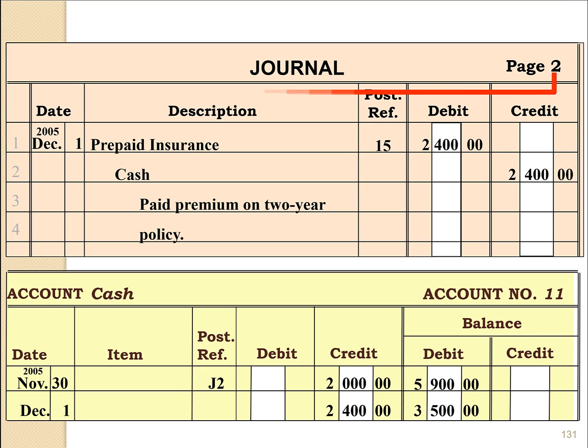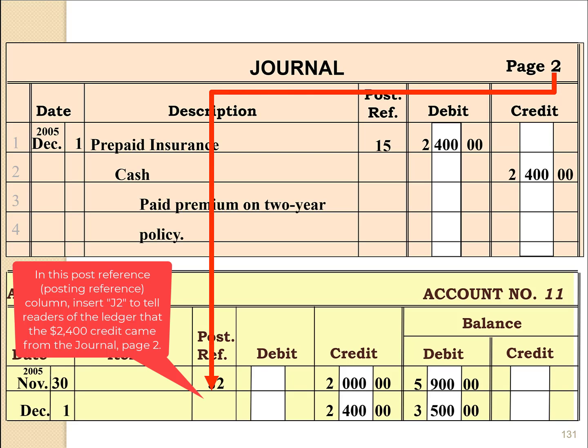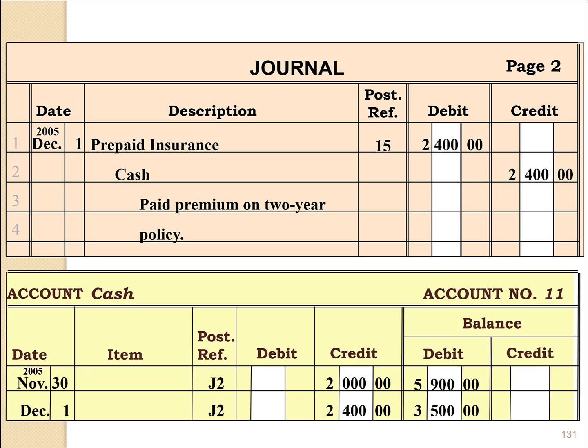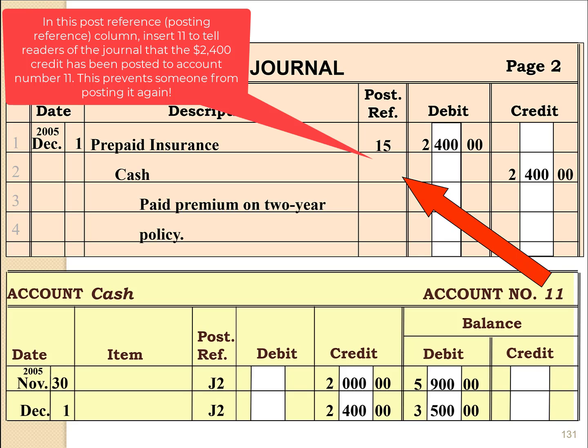Our next step is to take page 2 from the journal and put it in the post reference column so we know where this $2,400 credit came from. The J stands for journal, the 2 means page 2. And the last thing we need to do is take the account number 11 and post it in the post reference column of the journal so that we know that that $2,400 credit has been posted to account number 11 in the ledger.